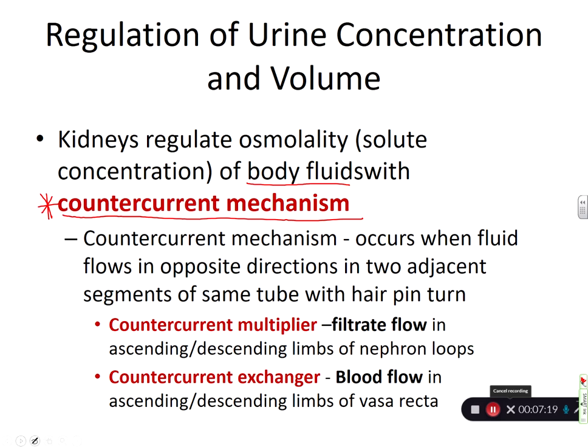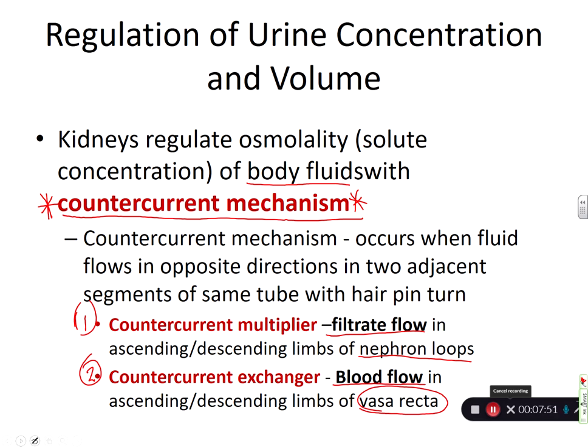Now the countercurrent mechanism, we call it a mechanism because it's actually two parts. One part is called the countercurrent multiplier. This one is focused on filtrate flow in the nephron loop. So this is really looking at urine. The second part of the mechanism is something called the countercurrent exchanger. This is looking at the blood flow in the blood vessels. Now the blood vessel that surrounds that nephron loop is called the vasa recta. Okay, and we talked about this on Tuesday.